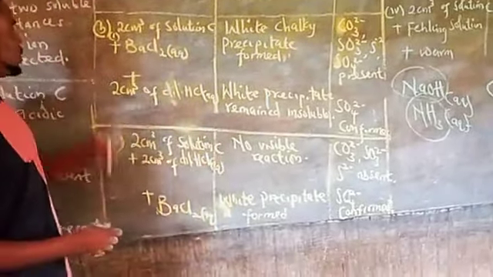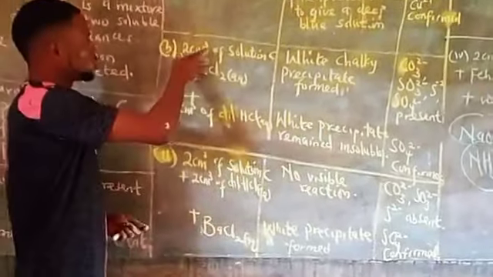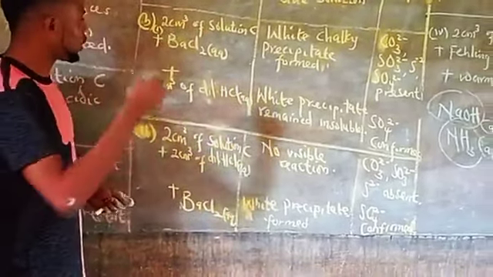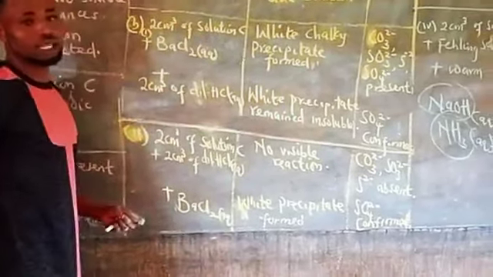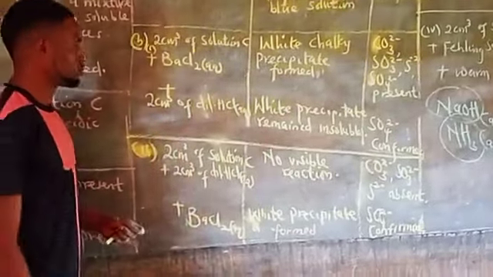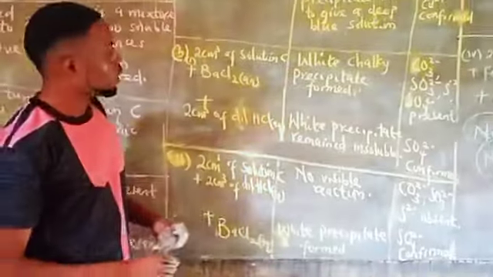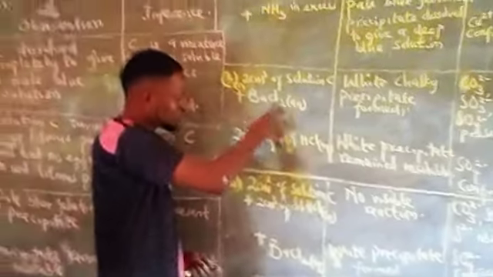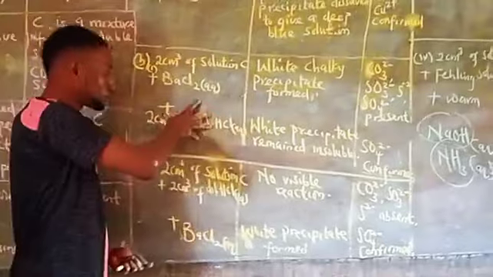Now the next one is B. To the third portion, 2 cm cube of solution C, add barium chloride, then add dilute HCl in aqueous form. Please be careful here. We can pick between these two, but I don't know which of them will come first. Is it clear now? Is it this or this?